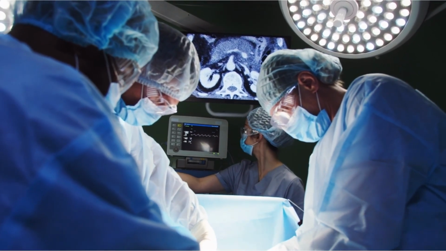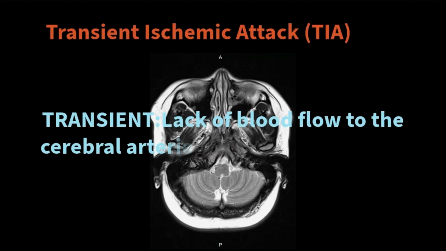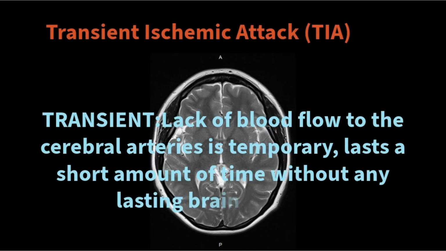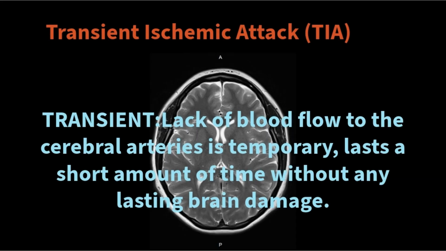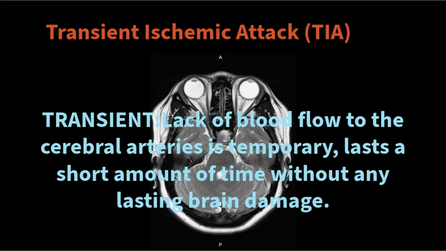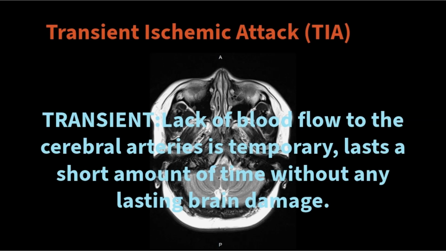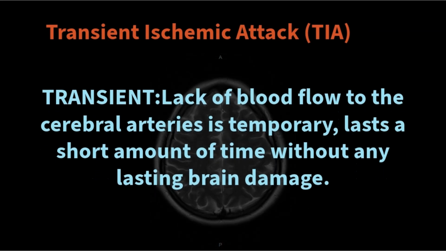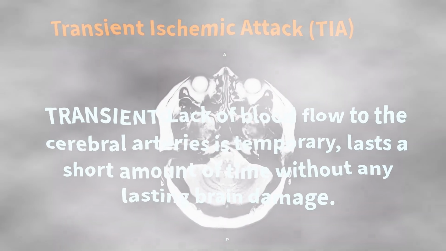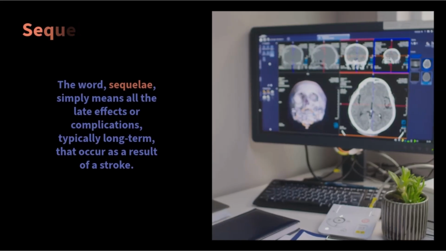A transient ischemic attack, also known as TIA or a mini stroke, is a focal brain ischemia, or lack of blood flow, that causes sudden transient neurologic deficits. The word transient means that the lack of blood flow is temporary. It lasts for only a short period of time, usually less than an hour, and it completely resolves without any permanent damage or lasting effects.